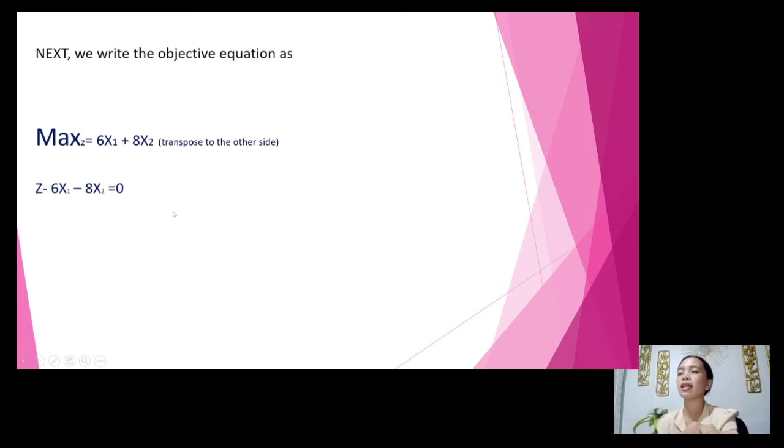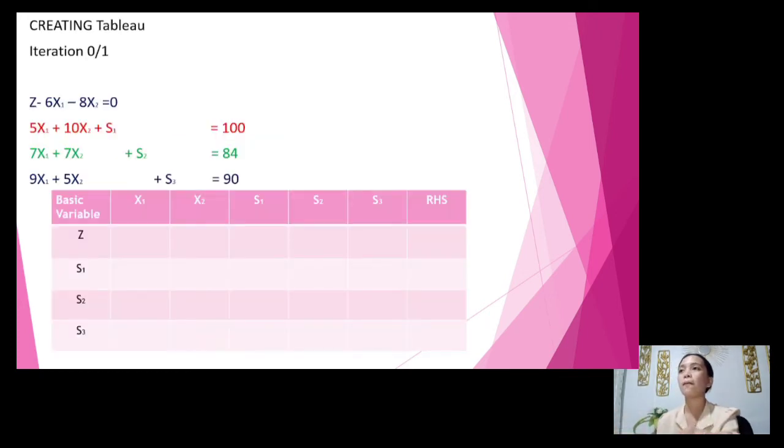Next, we write the objective equation as max Z equals, so this is our objective function, 6x sub 1 plus 8x sub 2. Then we need to transpose this to the other side. When we transpose a positive number to the other side, it becomes negative. So it will become Z minus 6x sub 1 minus 8x sub 2 equals 0.